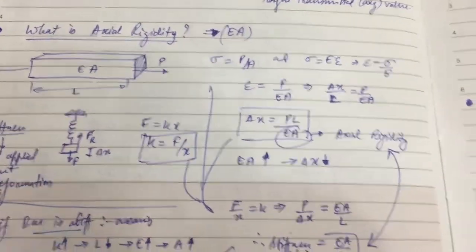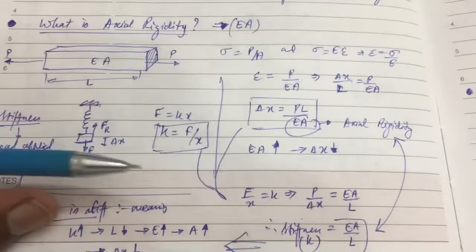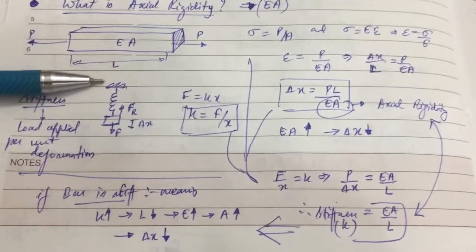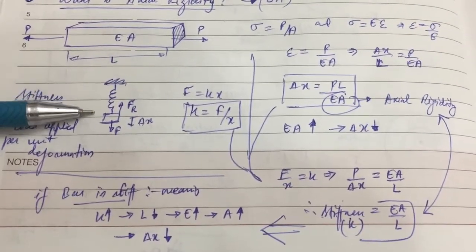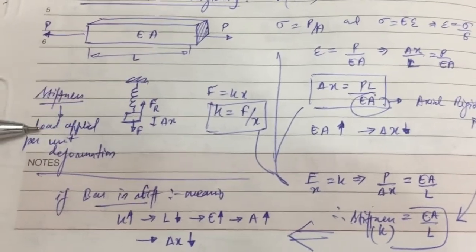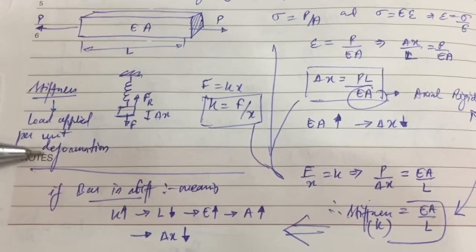If you want to compare rigidity with stiffness, from this spring system we can find that stiffness is nothing but the applied load per unit deformation.